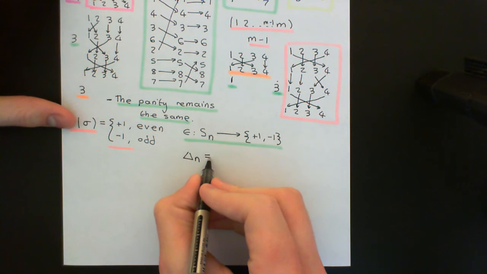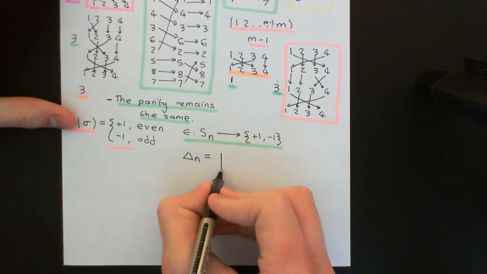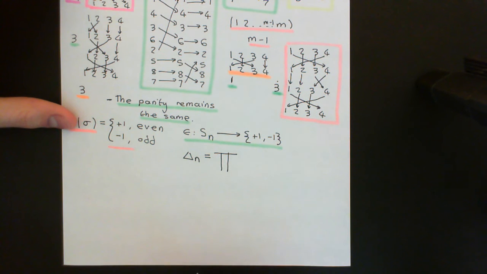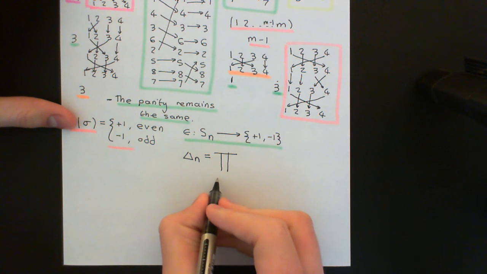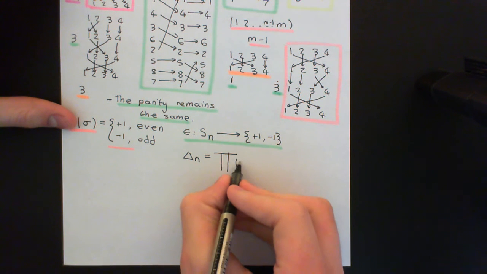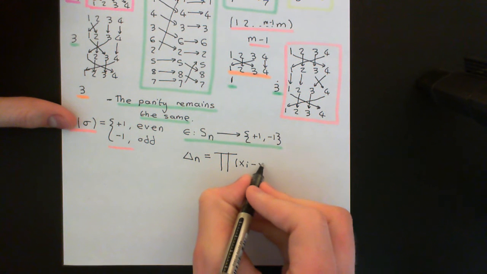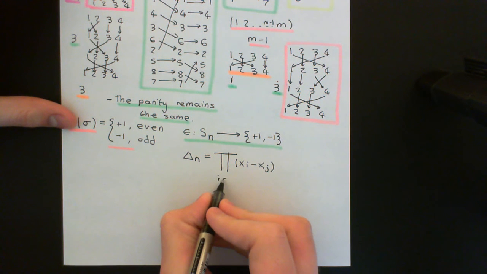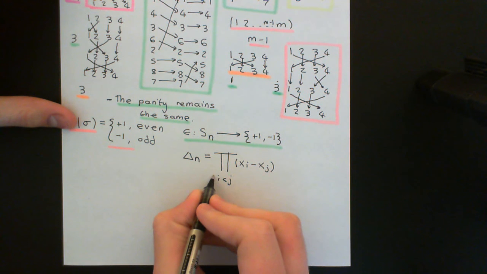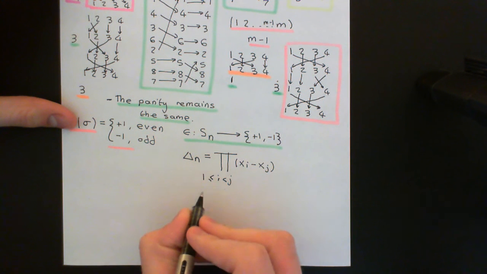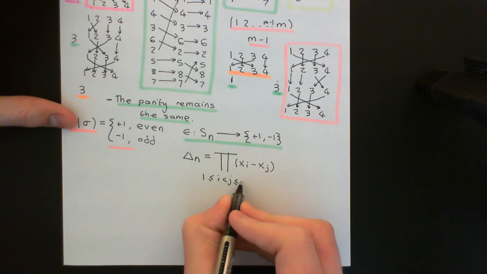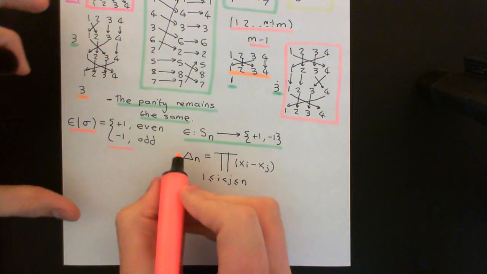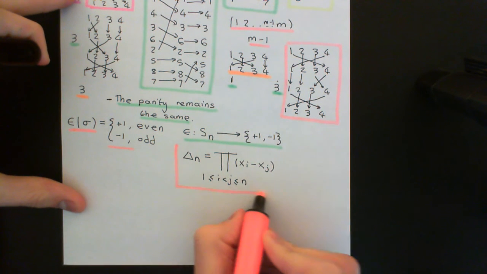Okay, so the way I'm going to define this polynomial is it's going to be the product, so I'll put a big pi symbol like so, over i and j, okay, of x_i minus x_j. And now i and j have some constraints on them. i has to be strictly less than j, and i is allowed to be greater than or equal to 1, and j has to be less than or equal to n here. Okay, so that is how I can write out delta n then.